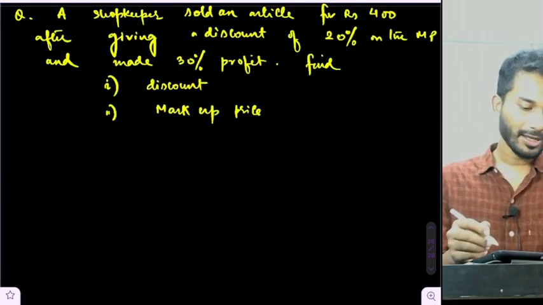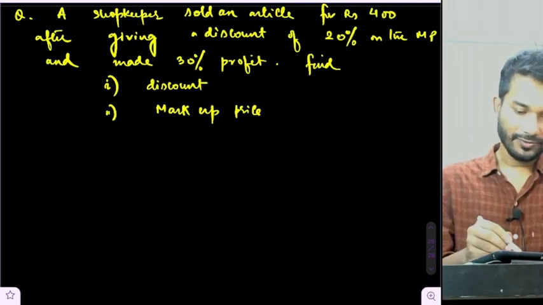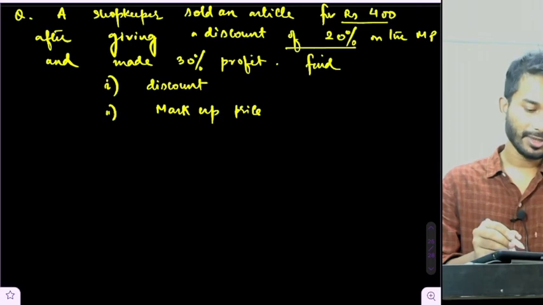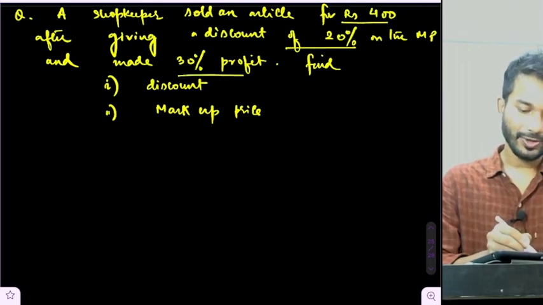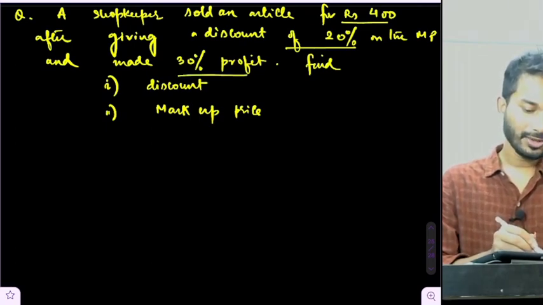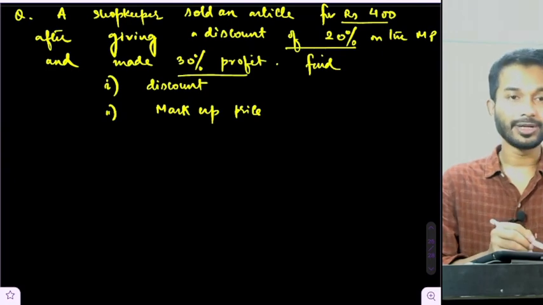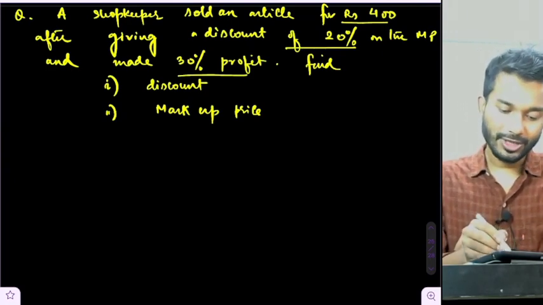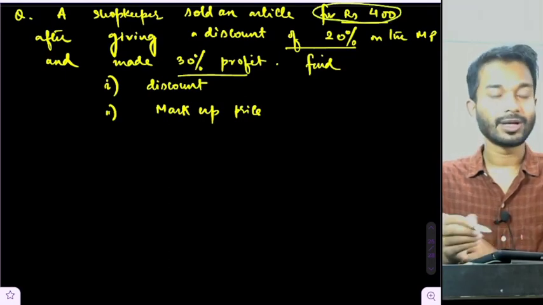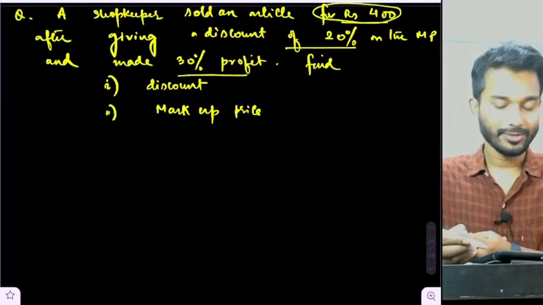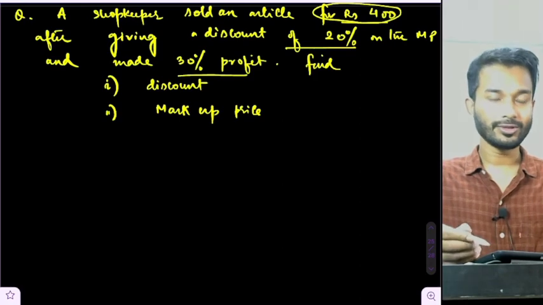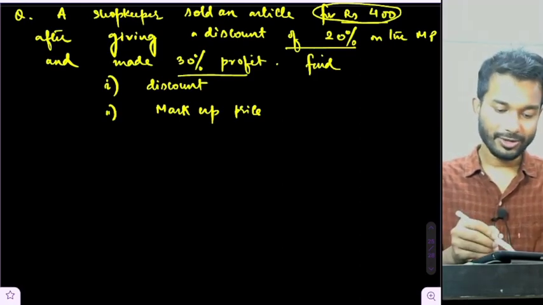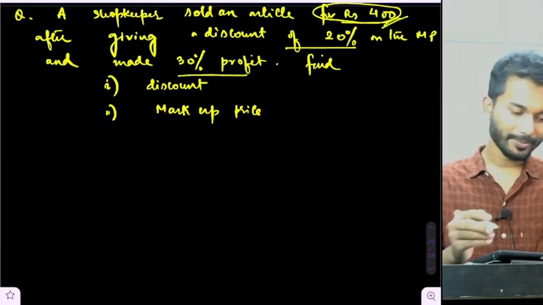A shopkeeper sold an article for rupees 400 after giving a discount of 20% on the mark price and made a 30% profit. Find the discount and markup price. Here we cannot assume the price to be 100. Why? Because data is already given. When no data is given and only percentage or ratio is involved, then we can assume something to be 100. But here we cannot do that, because data is already involved in the question.